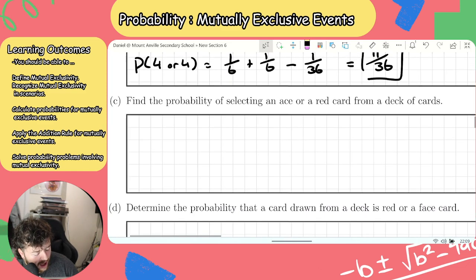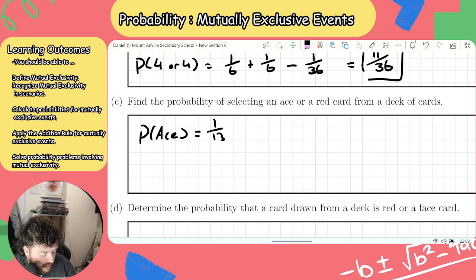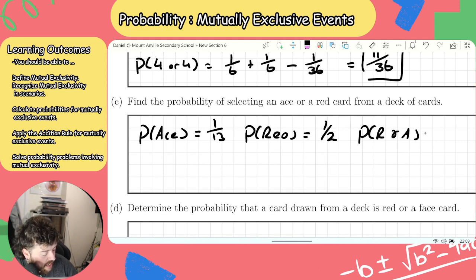Right. Find the probability of selecting an ace or a red card from a deck of cards. So this is non-mutually exclusive because I can have red aces. So the probability of getting an ace is equal to 1 in 13. The probability of getting a red card is equal to a half. And then the probability of getting a red and an ace is 1 in 26.